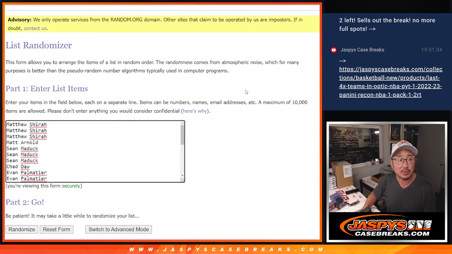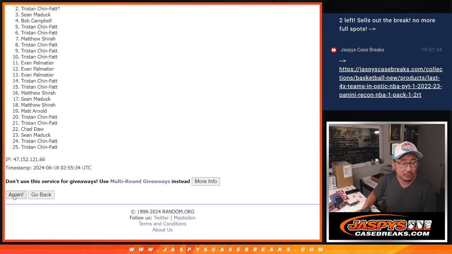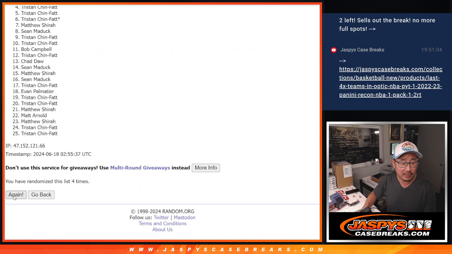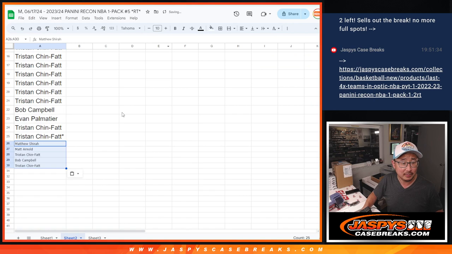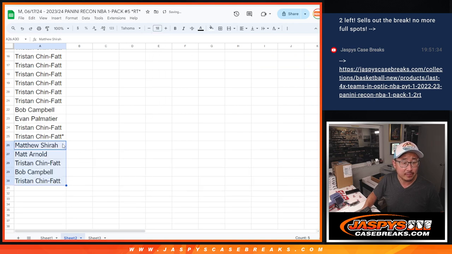10. We'll get extra spots. 2, 3, 4, 5, 6, 7, 8, 10. Matthew, Matt, Tristan, Bob. Tristan, extra spots going your way. Put rooftop symbols there so you know those are your winning spots.